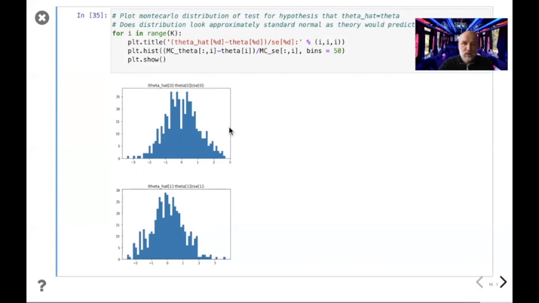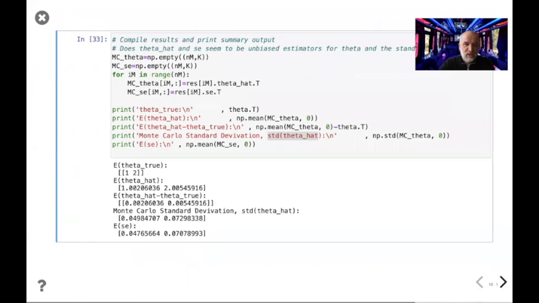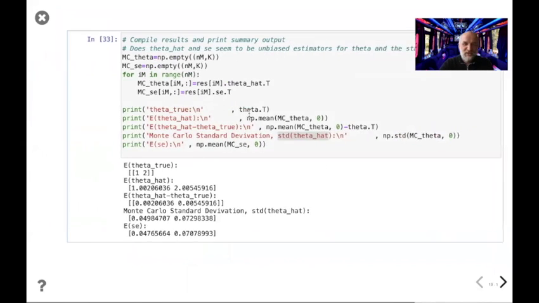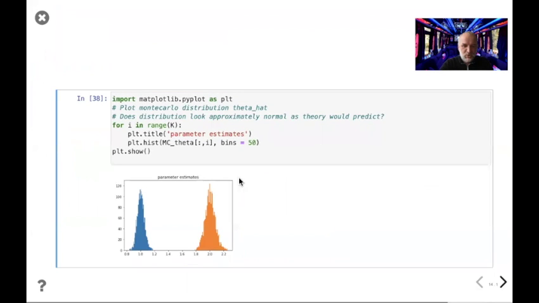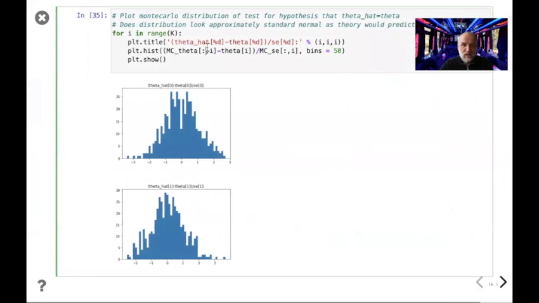Okay, I think maybe it's done. It says Monte Carlo done. So I can update my results here and get a new distribution. It looks more normally distributed now, as it should.